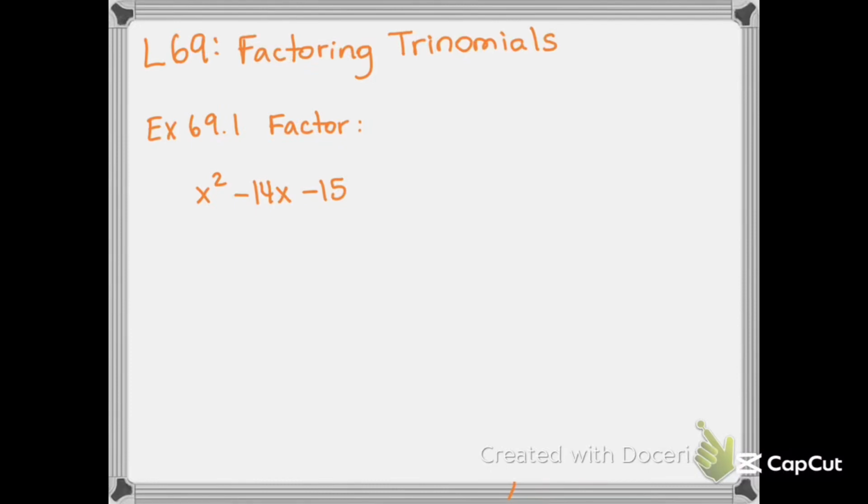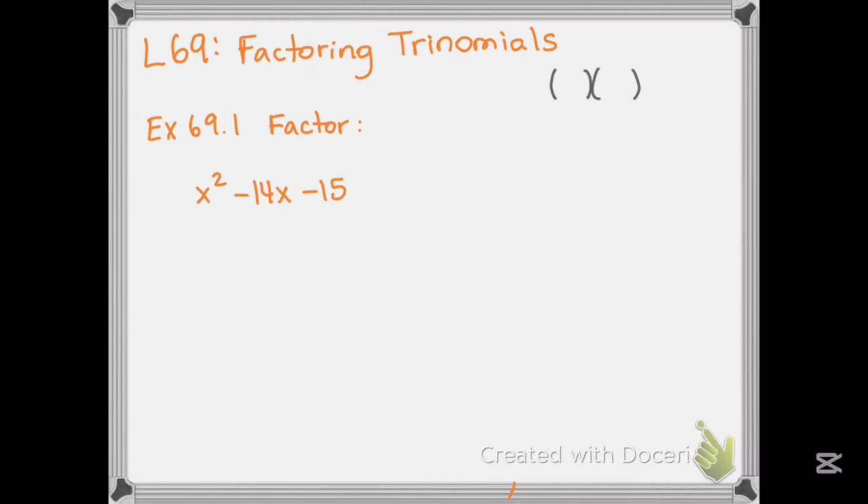Lesson 69 is about factoring trinomials. Remember that factoring is the process when we put an expression as a multiplication, or the product of two factors. And a trinomial is something like this, where we have three different terms in a mathematical expression. So what are we going to do when we have to factor?